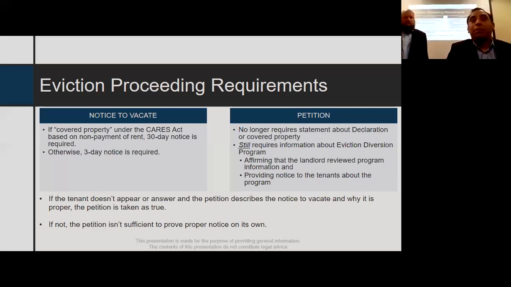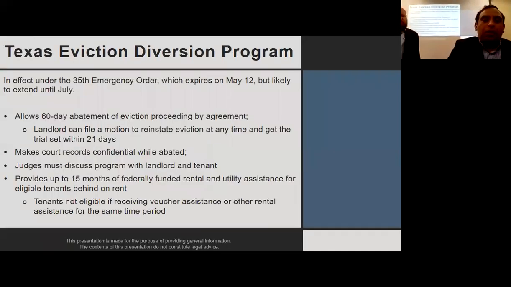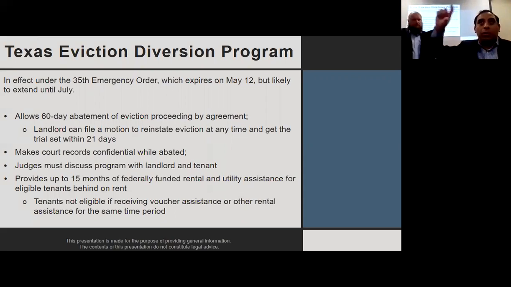But you still have to provide them notice, when you get them served, of the different programs that are available for rental assistance, one of which is the Texas Eviction Diversion Program, which has been extended by the Texas Supreme Court emergency order all the way to May 12th, but it's likely to extend further than that.